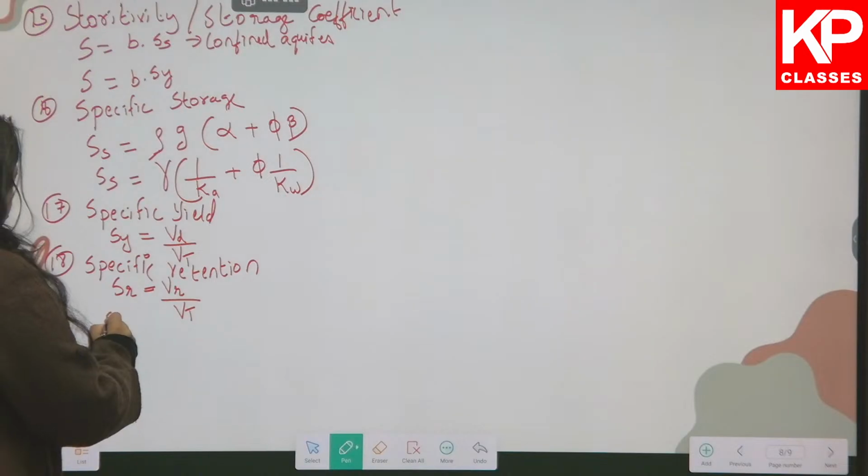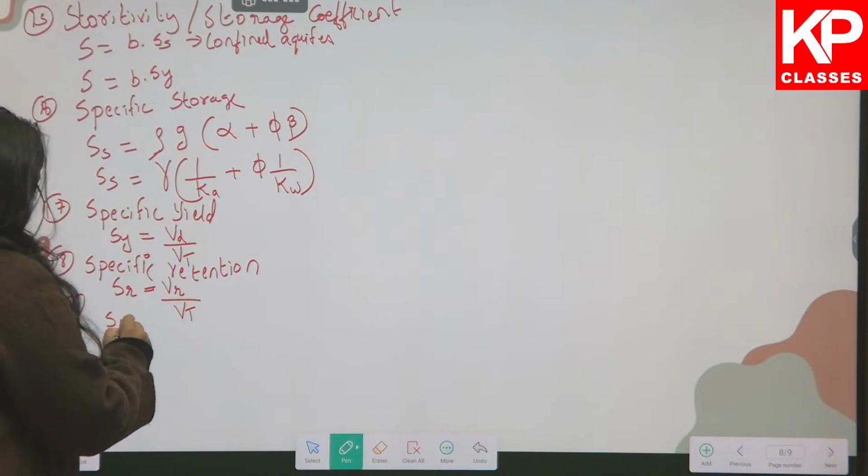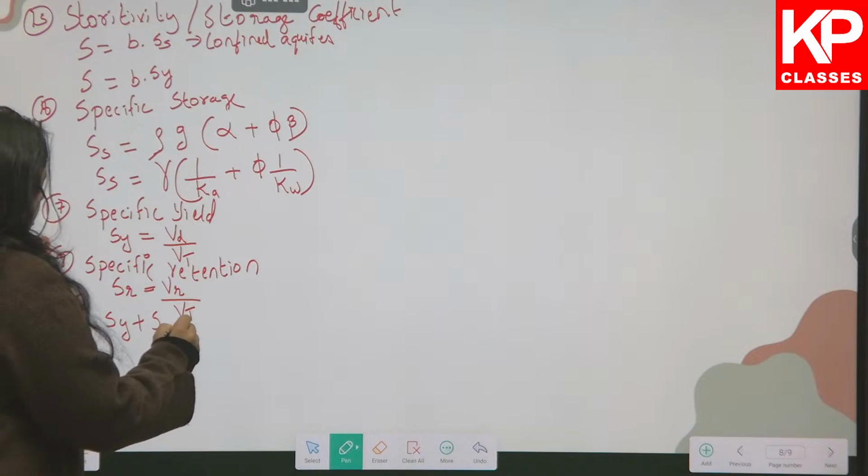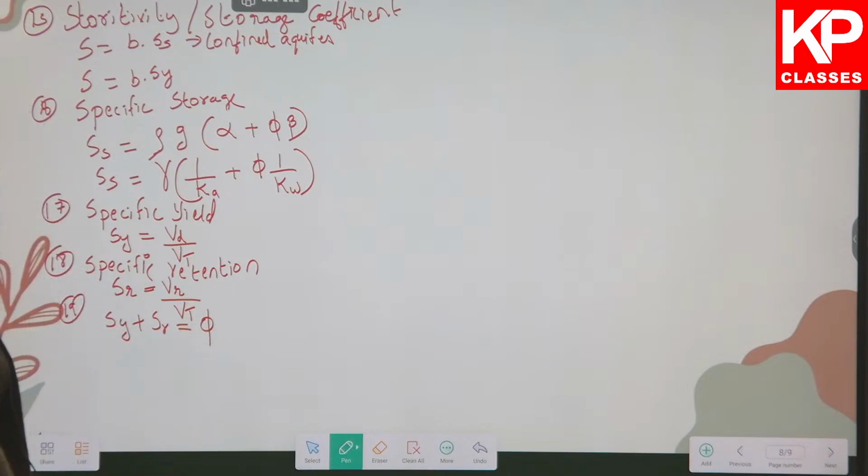Now over here, if I add specific yield plus specific retention, that will be equal to porosity. Specific yield plus specific retention will be equal to porosity. I hope that is clear.